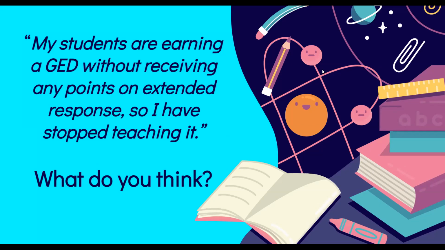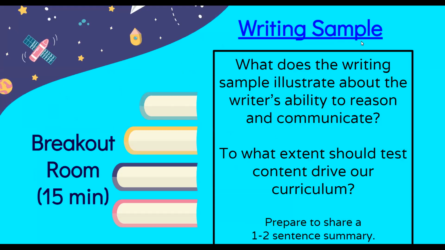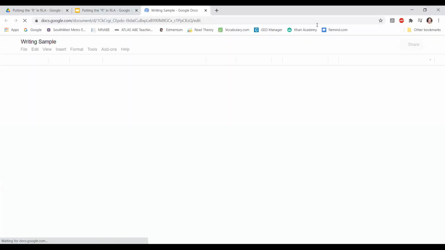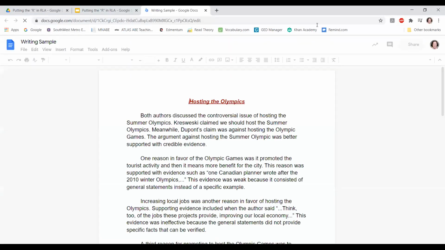But before we do that, I want to explain what I'm expecting in the next 15 minutes. We are going to put you in a breakout room, and in the chat box, we're going to put a link to a writing sample. This writing sample came from one of the students in my class. This student has earned his GED and is no longer in my class. He did earn 0 points on his essay. This is a practice essay, so it was done untimed. This is not what he produced in 45 minutes.